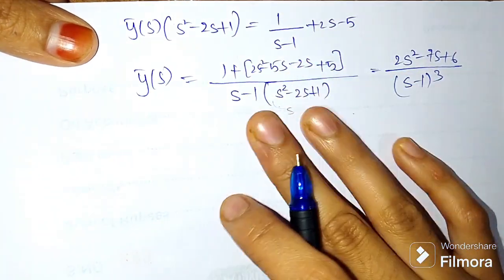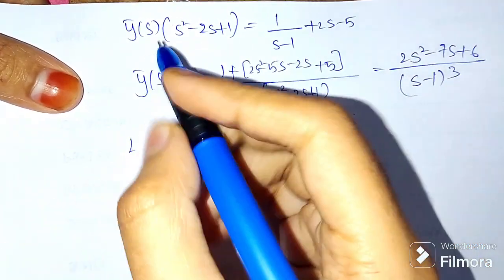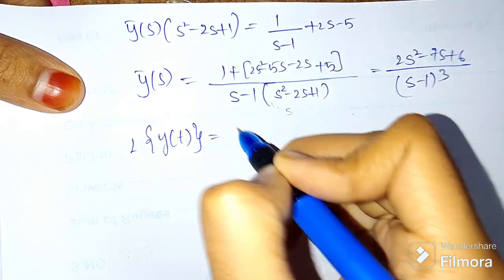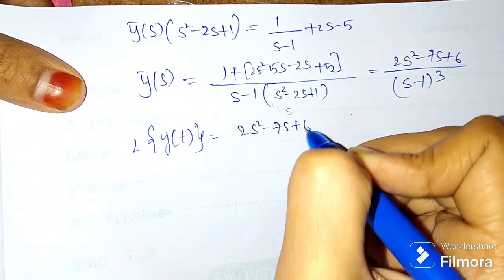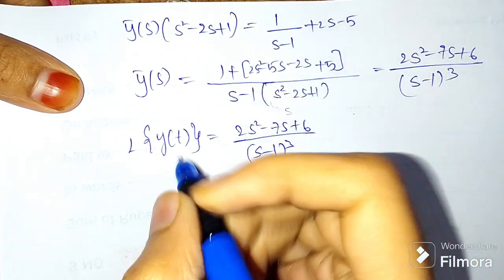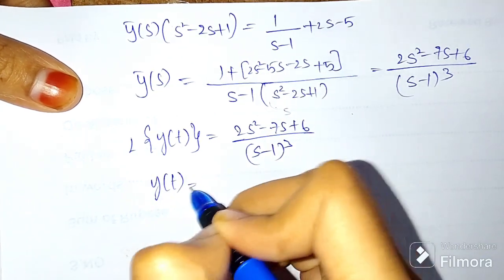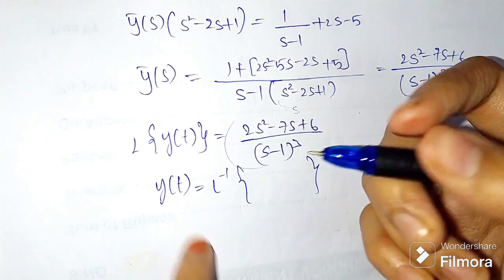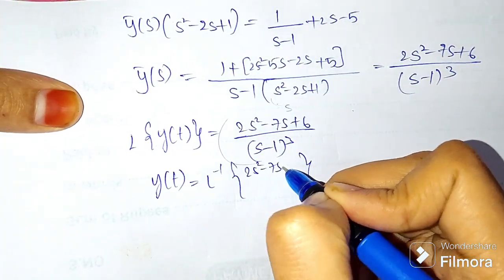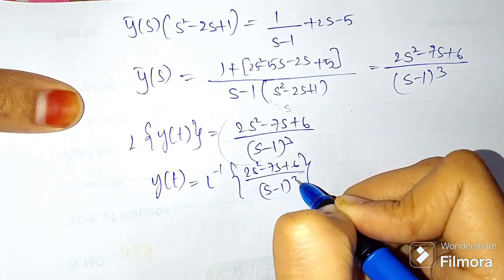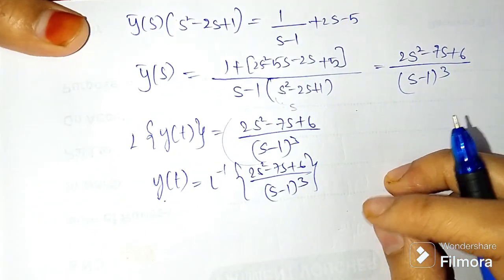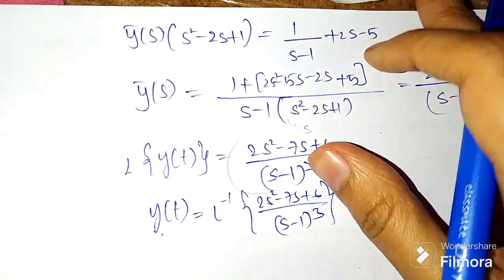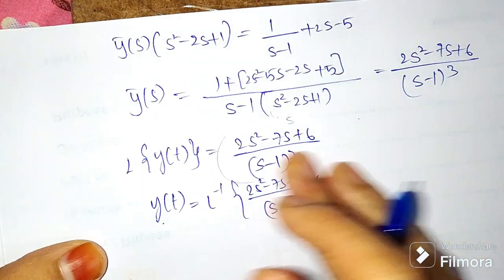So now we have come to: what is y bar of s? Laplace of y of t. So now if you see, we have come to partial fractions. So what is my y of t? Laplace inverse. How do I find this Laplace inverse? By partial fractions. Finally I have to find y of t, right? That is the solution.